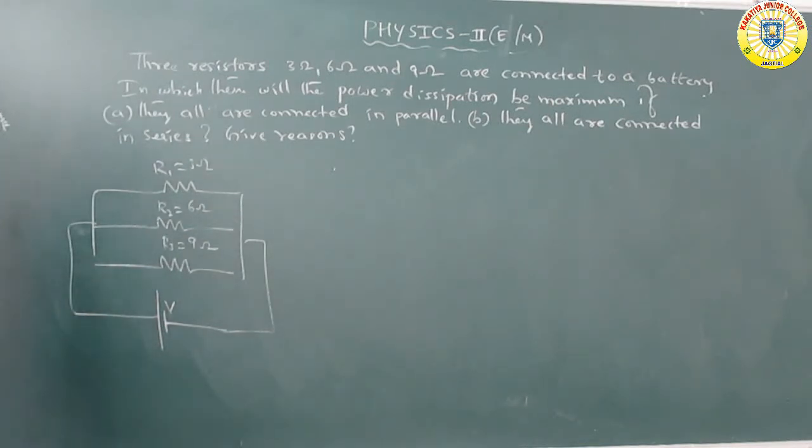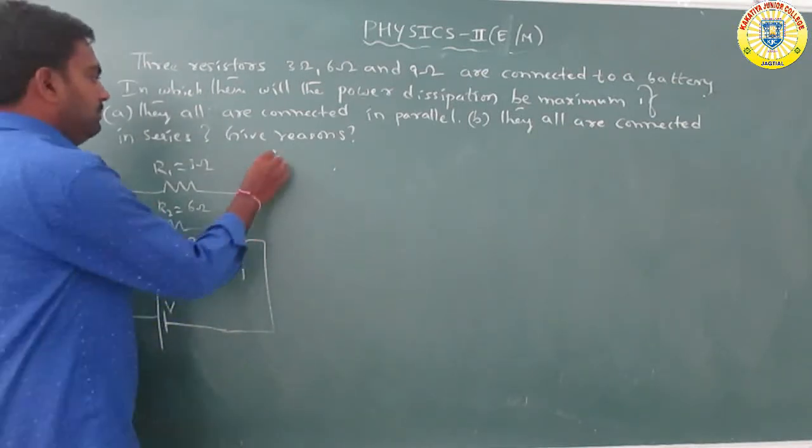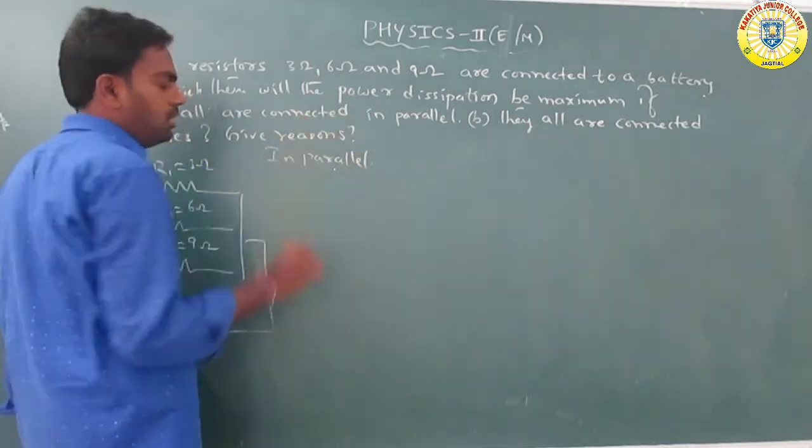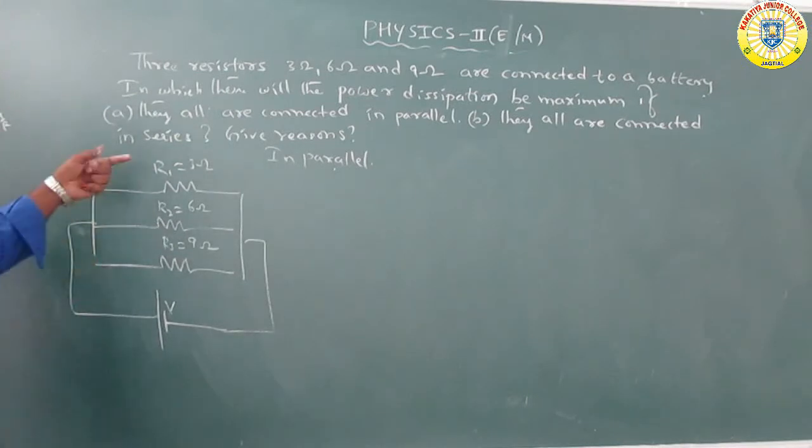Are they connected in parallel, or connected in series? Give the results. Okay, so first these are connected in a parallel combination. So the resistors are connected in parallel.